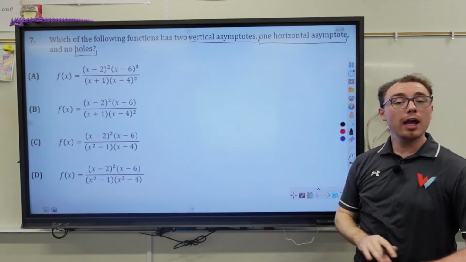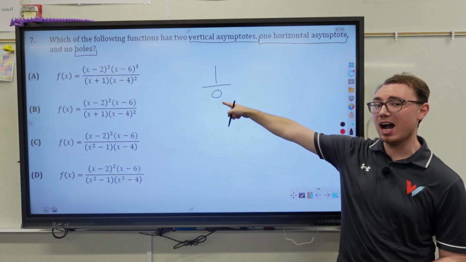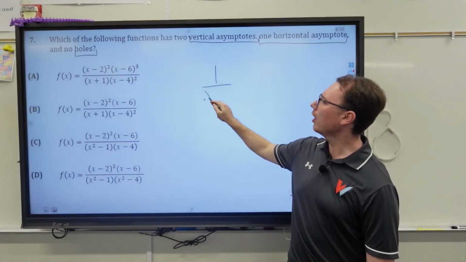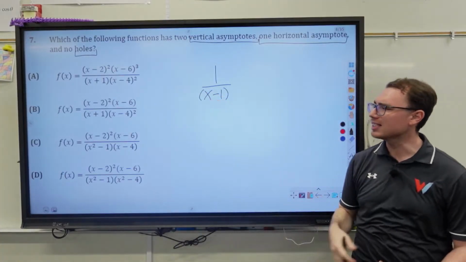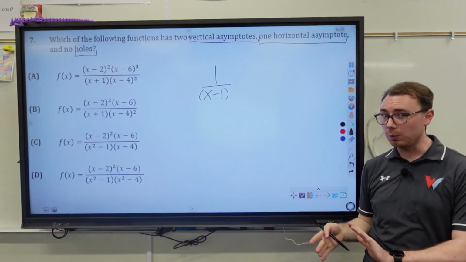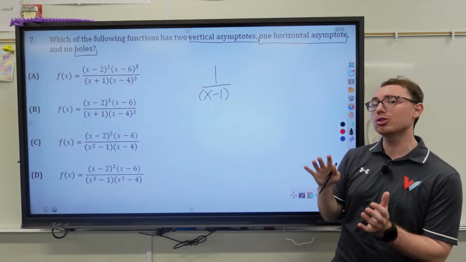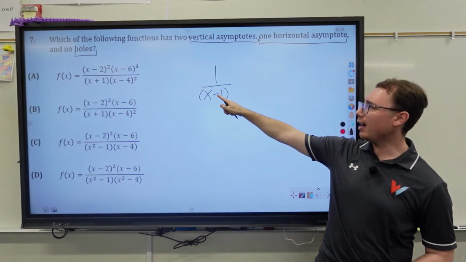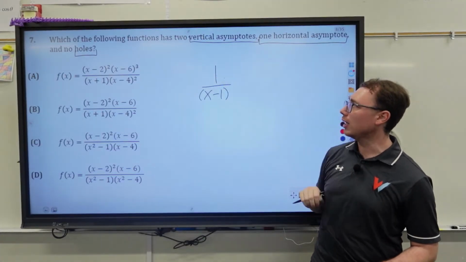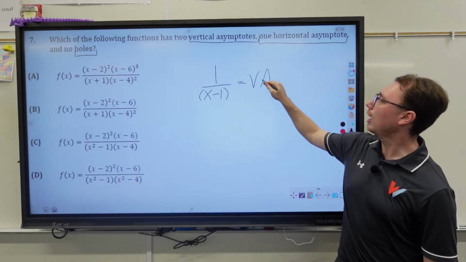A vertical asymptote only occurs when we have a 0 in the denominator of a fraction. We'll only have zeros in the denominator where we have these little binomials, like x minus 1. We have a vertical asymptote at x equaling 1, because as this function approaches 1, the denominator gets closer and closer to 0. So if we ever have some binomial in the denominator that isn't also in the numerator, it doesn't cancel out, meaning that we'll have a vertical asymptote.